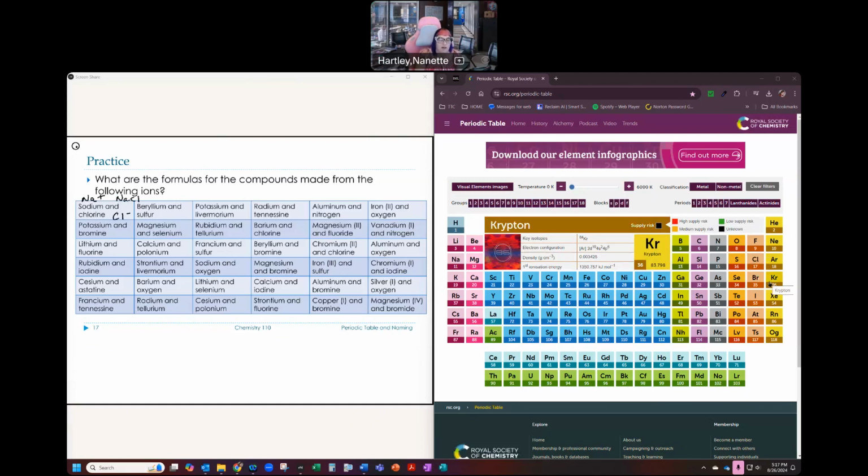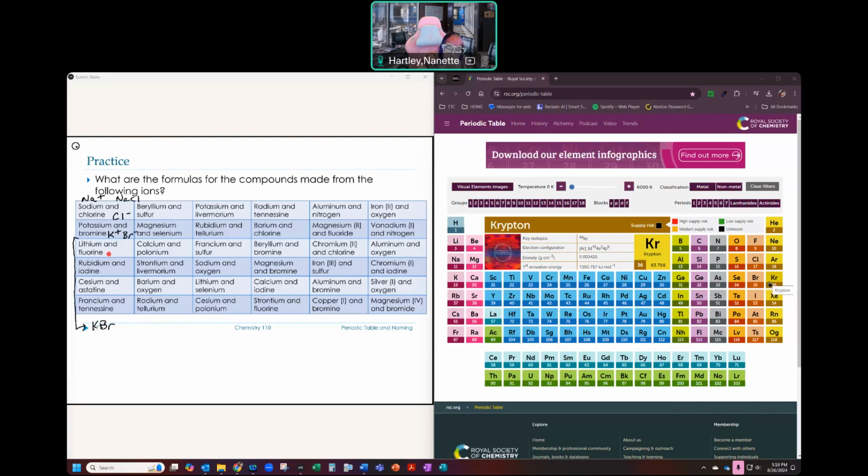Okay. Now, if I have potassium and bromine, again, I have potassium, which is K. He's an alkali metal. He's going to be a K+. Bromine, being a halogen, is going to be Br-. Right? Picks up one electron and be a Br-. And those come together to give me KBr. One of each.